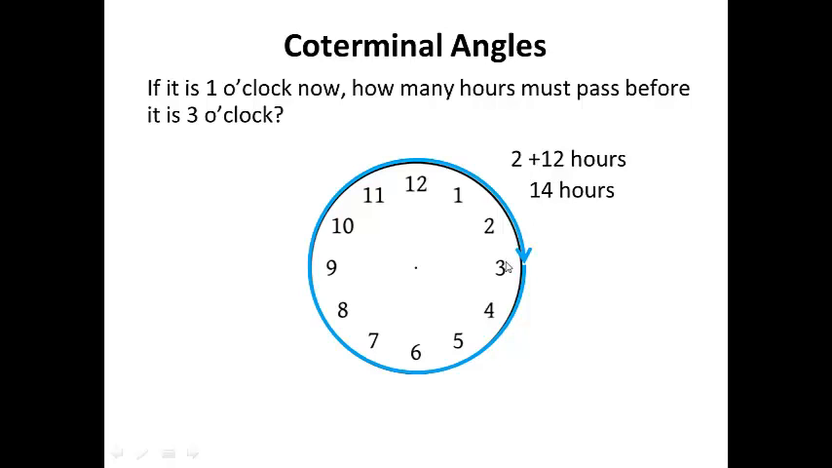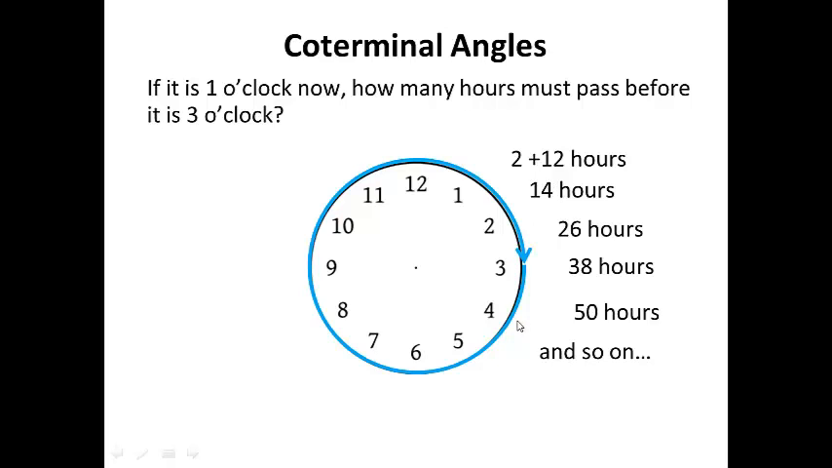What about adding 12 again? In 26 hours, it will be 3 o'clock. It was 1 o'clock now. In 24 plus the 2, it will be 26 hours. It will be equal to 3 o'clock again. And then 38 hours, adding 12 each time, because that's how many hours it takes to go around the clock. And 50 hours and so on, right? So these are called coterminal hours. We can talk about them as angles in a second.